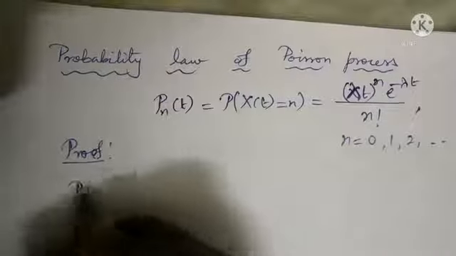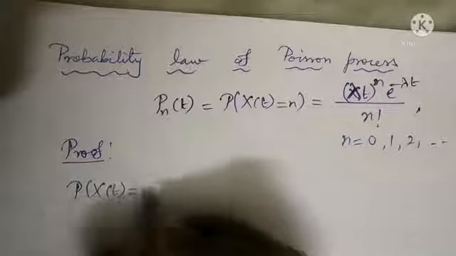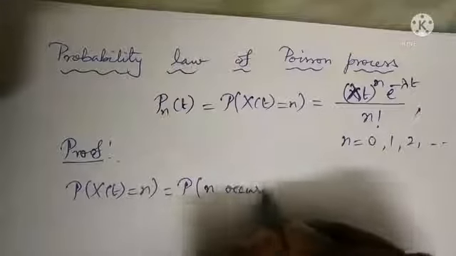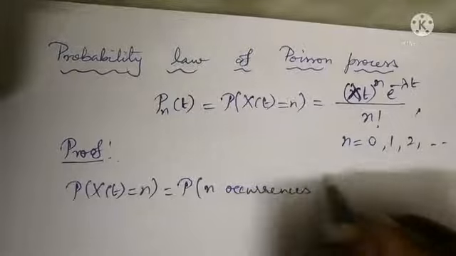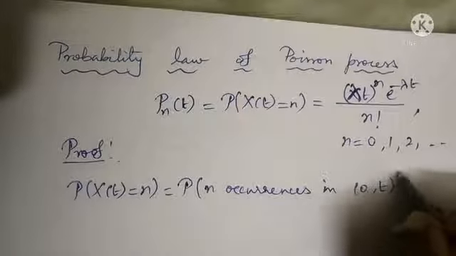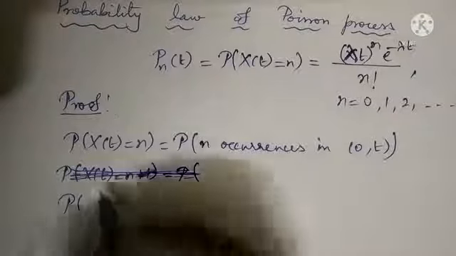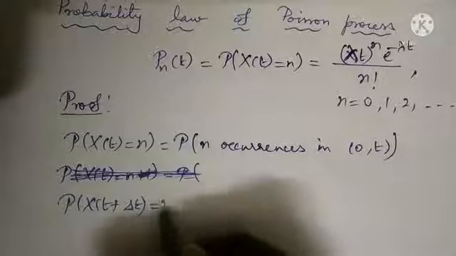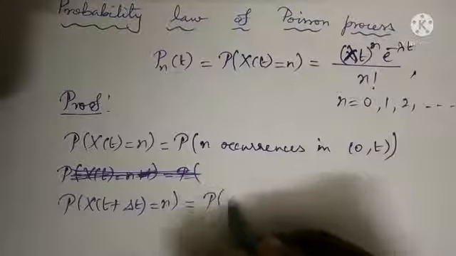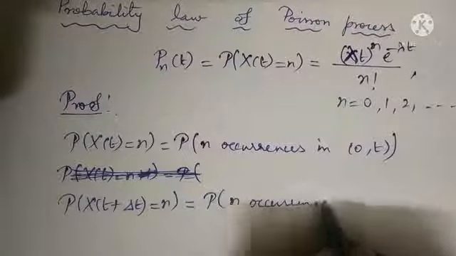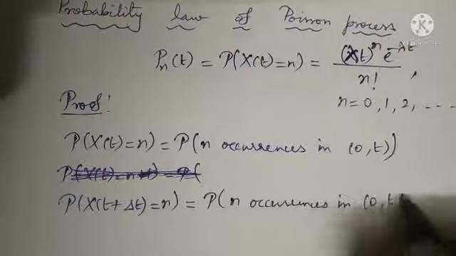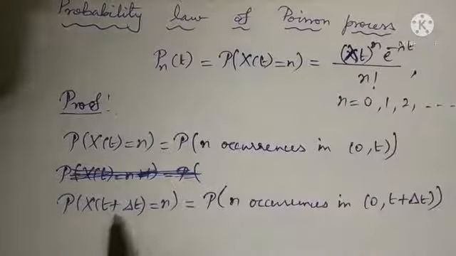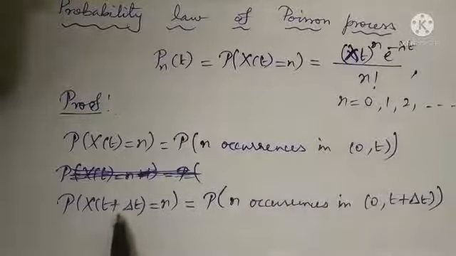So we know, listen here, I write in words, P of X of t equal to n is the probability of n occurrences in the interval 0, t. Next, let us consider P of X of t plus delta t equal to n. What is the meaning? The probability of n occurrences in the interval 0, t plus delta t. The same meaning, right? But the time interval is 0, t plus delta t.